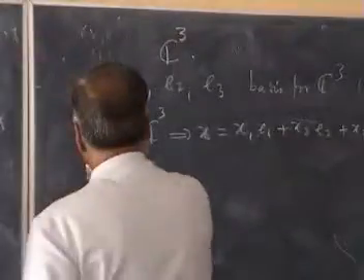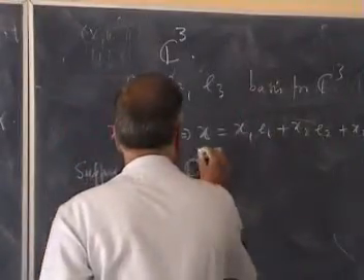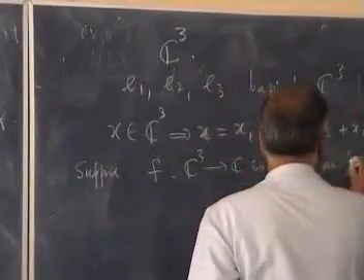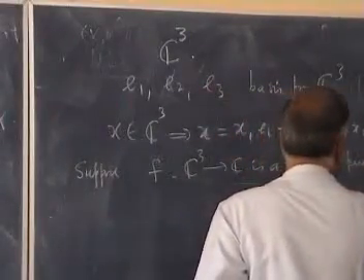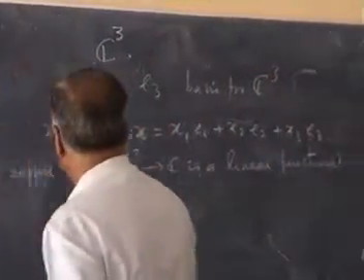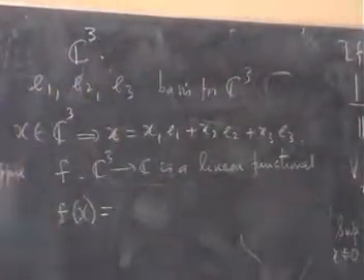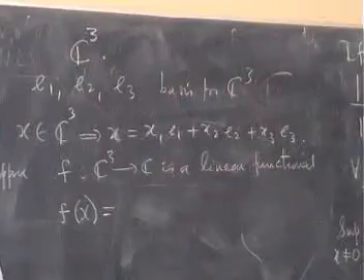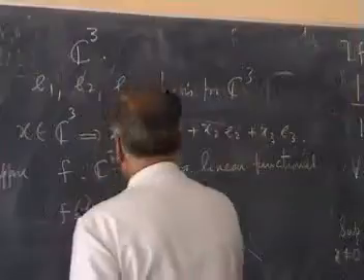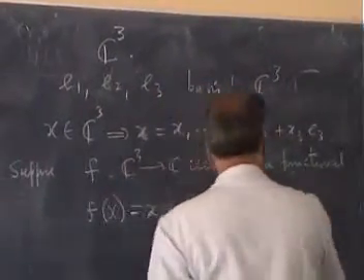Now suppose it is a linear function. Suppose it is a linear function. Then f of x can be written as f of the superposition, which is the superposition of the f because it is linear. So I can write it as x1 f e1 plus x2 f e2 plus x3 f e3.